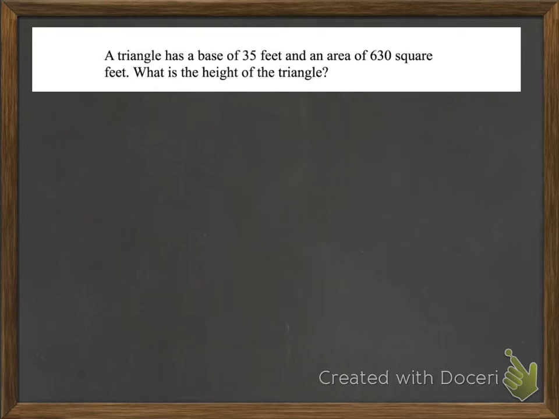It says a triangle has a base of 35 feet and an area of 630 square feet. So the important things we want to pull out is that it's a triangle, that's important, and it has a base of 35 feet. And it has an area of 630 square feet. Now they're also looking for you to find the height. So you want to make sure that you've identified that as well. So remember, as I was discussing with you before, you want to make sure that you realize that trapezoid is really the only one that has a specific formula for finding a missing dimension, like height.